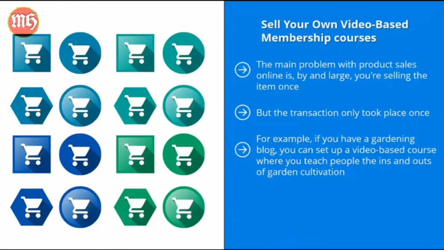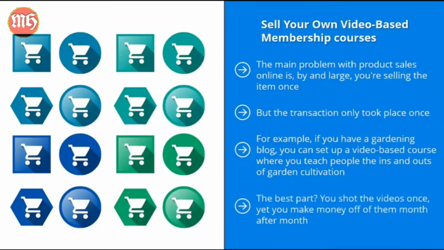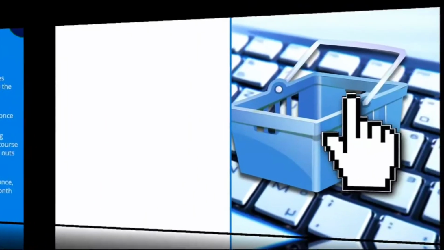Every single month, each member's PayPal account or credit card account is billed a certain amount. You don't have to lift a finger. And this goes month after month after month until they cancel. The best part? You shot the videos once, yet you make money off them month after month. How awesome is that? This is called passive income.